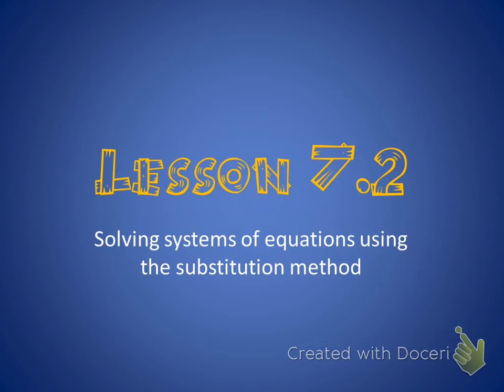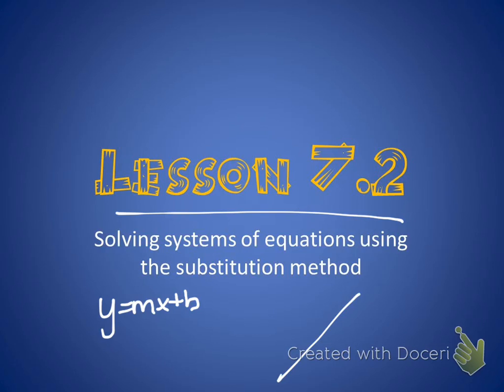Okay, so we're going to do lesson 7.2, which is another way to solve systems of equations. If you remember in lesson 7.1, we solved systems of equations by graphing them. Remember, we put each equation in y equals mx plus b form. We graphed the two lines. And where those lines intersected was that ordered pair, the magical ordered pair that was a solution to both of them. That's one way to solve a system of equations.